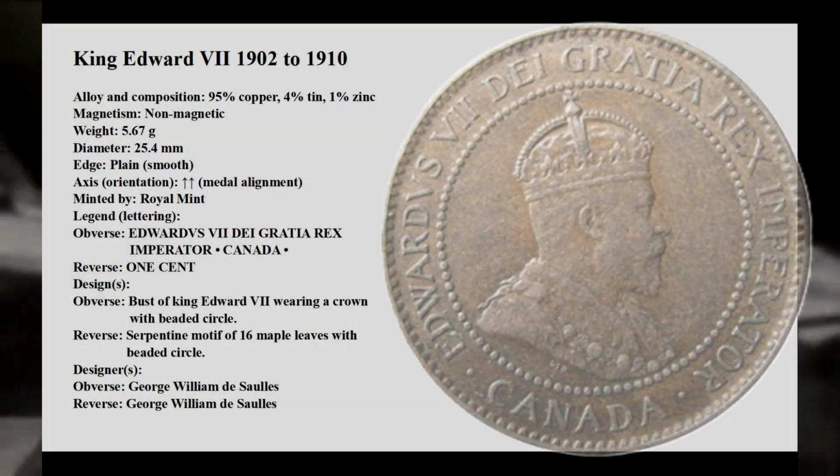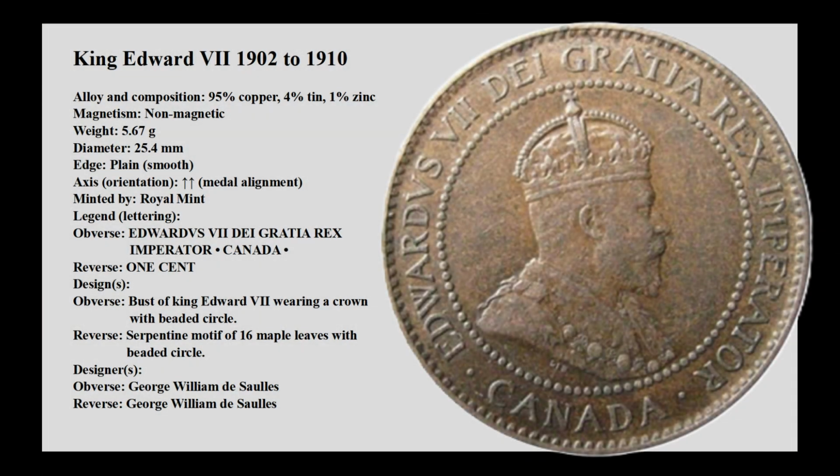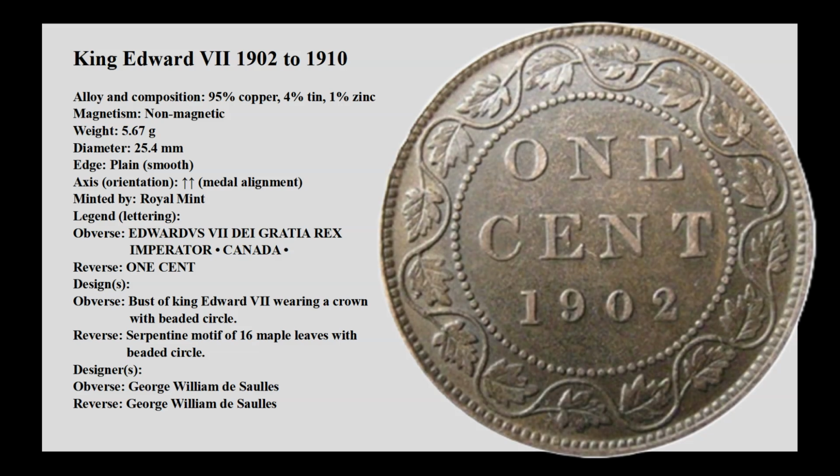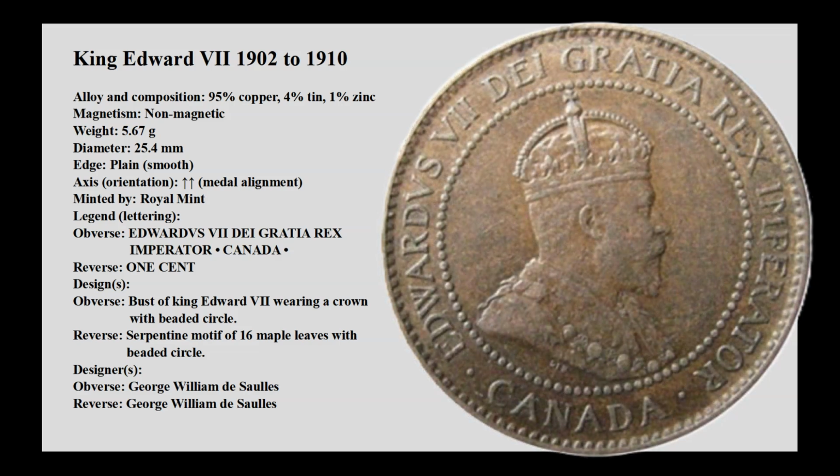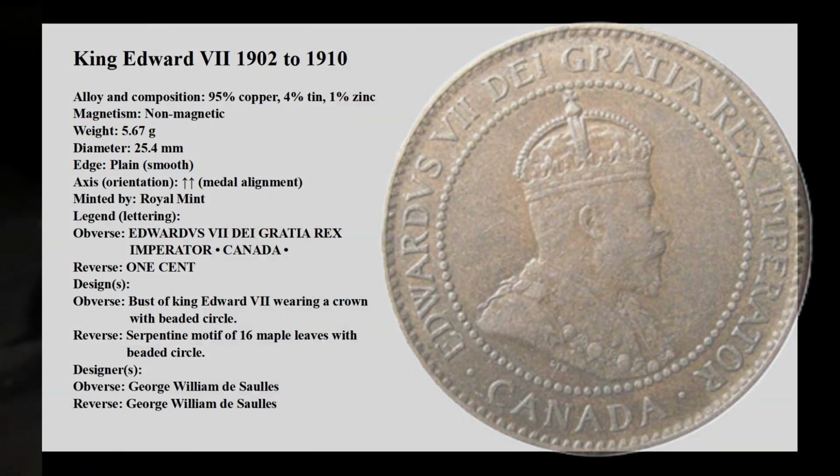After Queen Victoria passed away, her son, King Edward VII, became the monarch. His portrait appeared on Canadian coins starting in 1902. The reverse of the coin continued to feature the familiar wreath of maple leaves, although several changes were made in the design details. The obverse now depicted a more formal representation of King Edward VII, wearing the imperial crown.